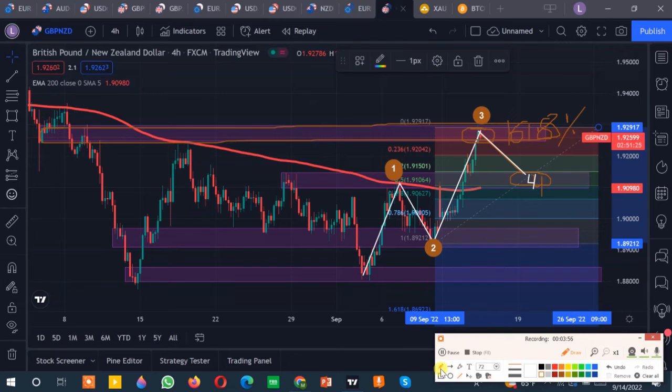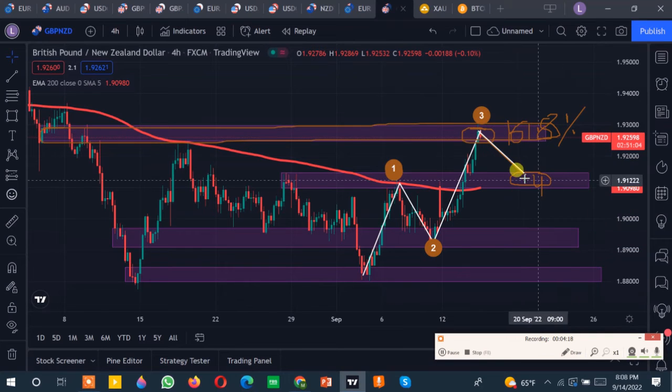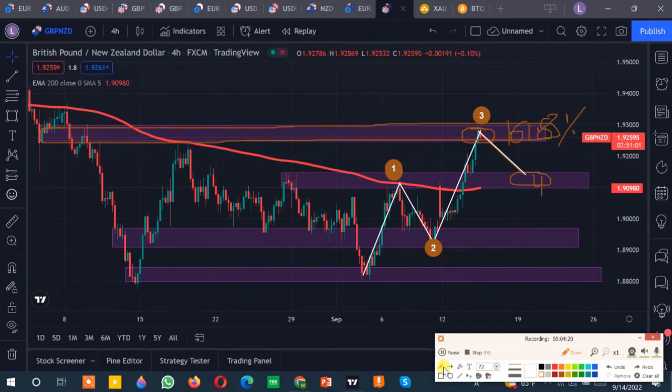It is point 4. It's the buy point for us. Yes, it is the buy point for us because it is also a support area, it is also a Fibonacci retracement level. So 1, 2, 3 and 4.